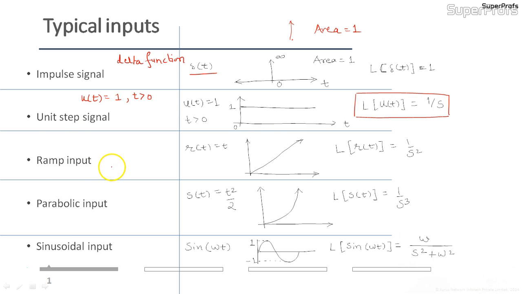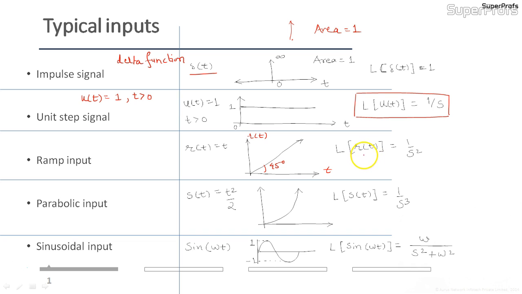Further, you have the ramp input, which is nothing but a slope with value 1. So, r of t is equal to t. If you have t on the x-axis and r of t on the y-axis, this angle is 45 degrees as r of t and t are equal, and hence you get slope equal to 1. This is a standard signal which is subjected to some systems.